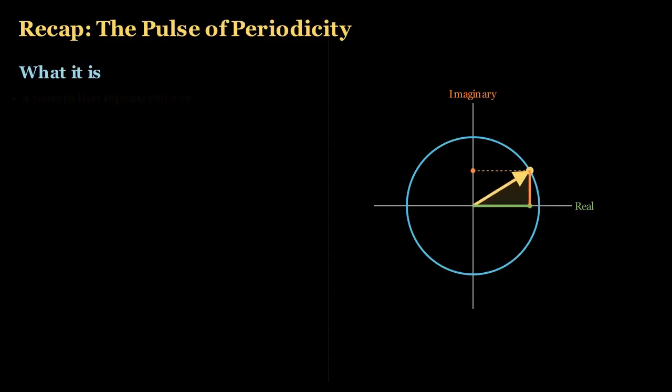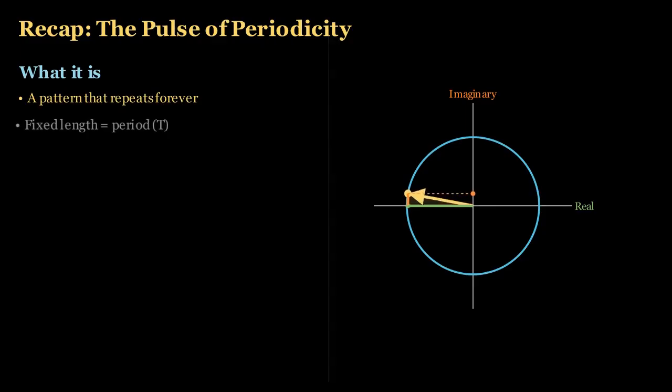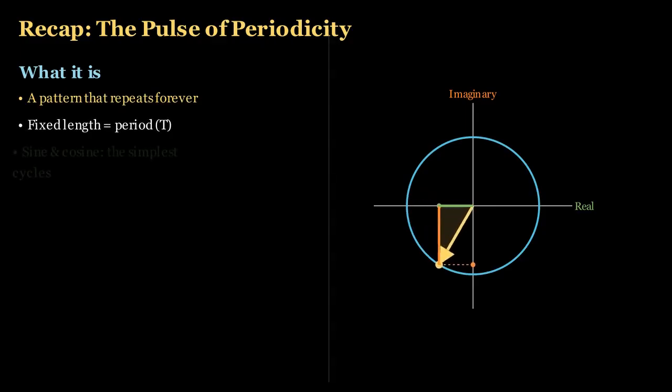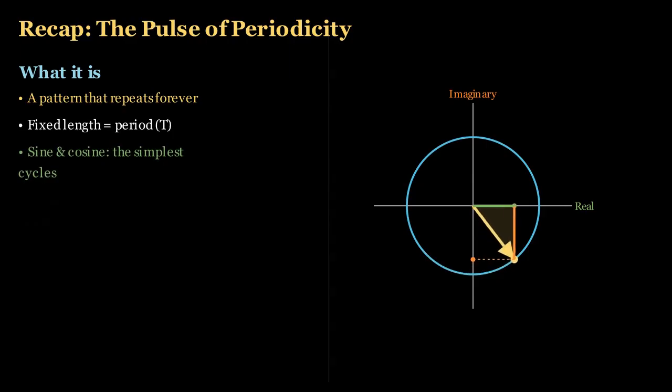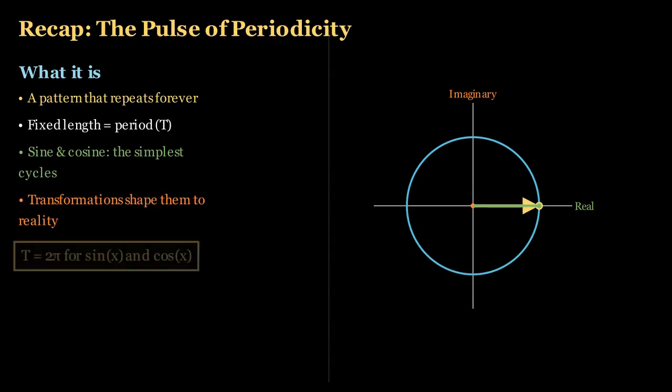We've been on a journey about periodic functions, functions that repeat their pattern over and over. The length of one full repeat is called the period. At the heart of it all are sine and cosine, born from a point spinning on the unit circle. They complete one full cycle every 2 pi radians. But real-world cycles aren't always that simple, so we learn to stretch, squeeze, slide, and lift these basic waves using amplitude, period changes, phase shifts, and vertical shifts. That lets us mold them to fit things like sound waves, tides, or the seasons.